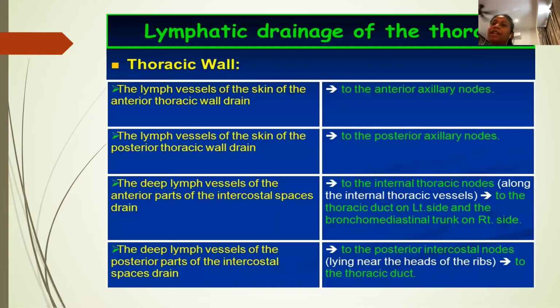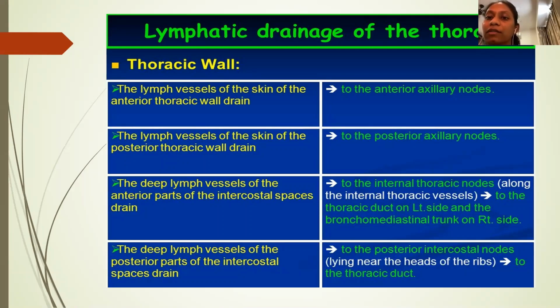Okay, the lymphatic drainage of the thorax is actually divided into 2, superficial and deep. The lymph vessels from the skin of the anterior thoracic wall and the posterior thoracic wall will drain into the anterior axillary nodes. Anterior will go to anterior, posterior will go to posterior, and they will also go to the superficial inguinal nodes.